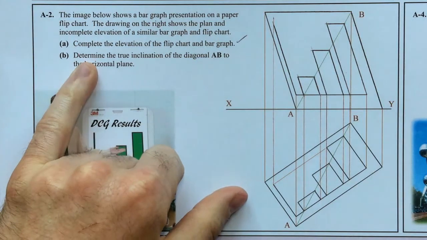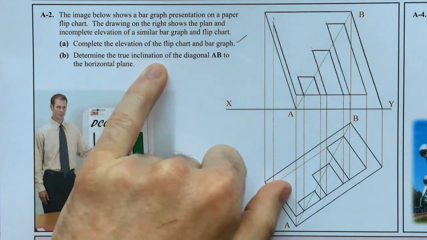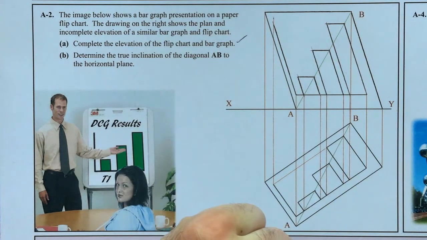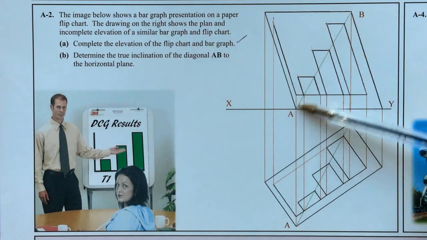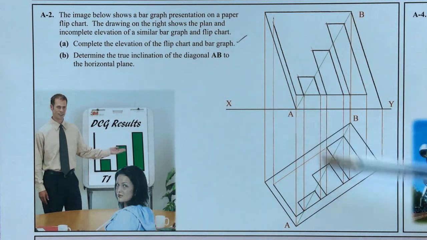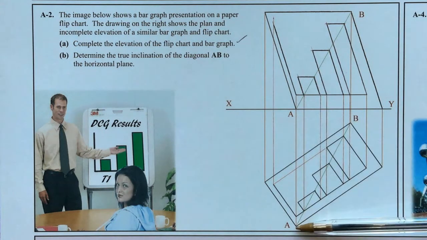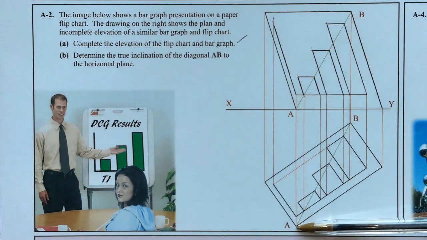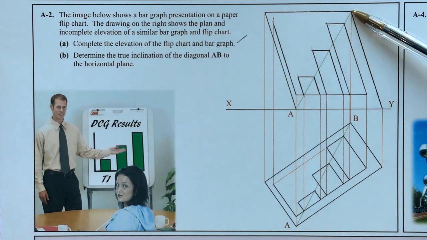Now what it's asking us to do is determine the true inclination of the diagonal AB to the horizontal plane. So what they're asking us is, we have a diagonal line here extending along the flip chart, so it's on the surface of the flip chart, from the bottom left corner here A, up to the top corner here B. So we can see that A is on the ground and B has a height to it.